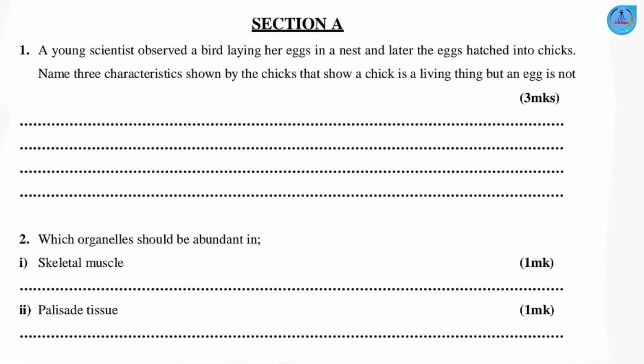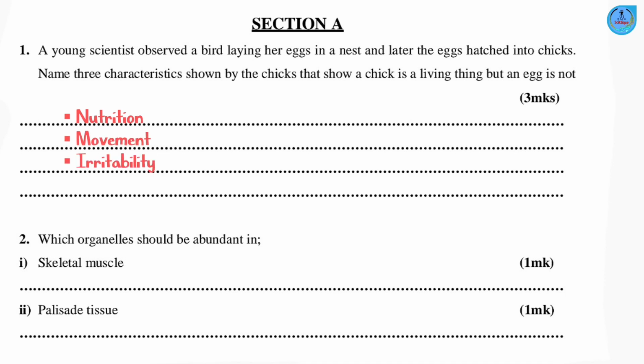A young scientist observed a bird laying her eggs in a nest, and later the eggs hatched into chicks. Name 3 characteristics shown by the chicks that show a chick is a living thing but an egg is not. So we have quite a few characteristics to choose from. There is nutrition, movement, irritability.